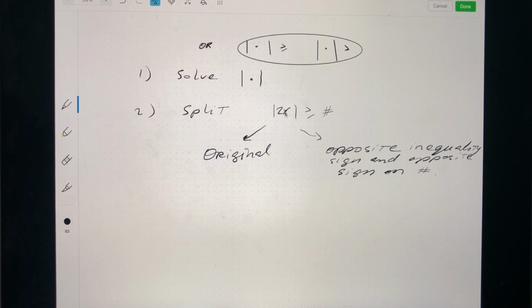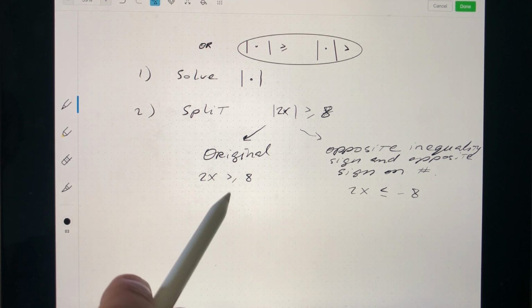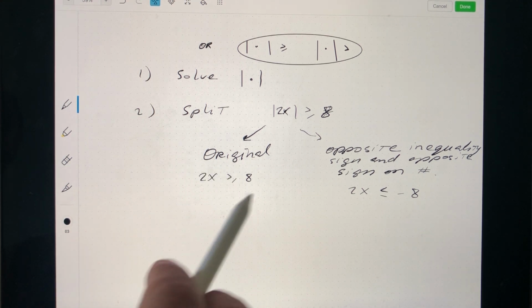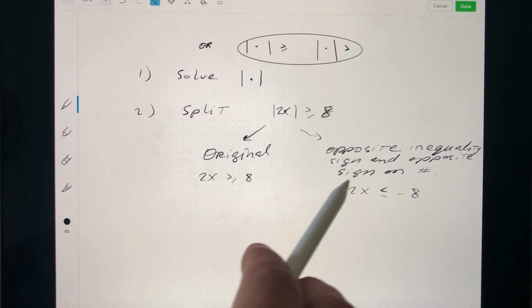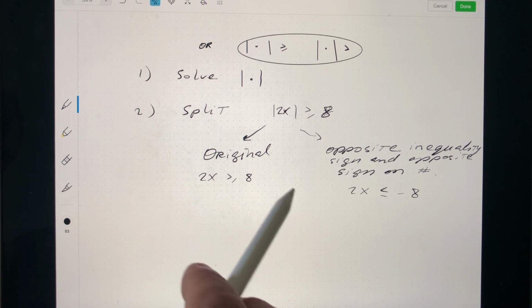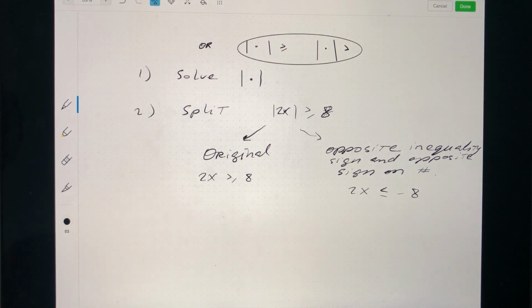So whatever this number happens to be, it's going to get the opposite. Let's say this is 2x greater or equal to 8. Then when we split into two inequalities, the original will say 2x greater or equal to 8. And the opposite would say 2x is less than or equal to negative 8. Now the reason this is called OR is because when we split our inequality into two different ones, we'll look for the solutions that are true either for the first or for the second. We're not looking for the place that is true for both, we're only looking for the place that is true for either one or the other.